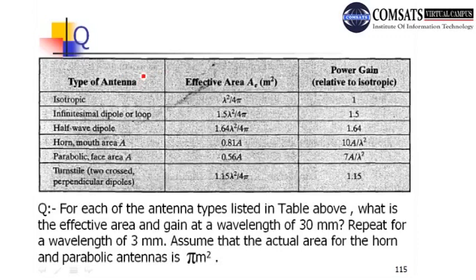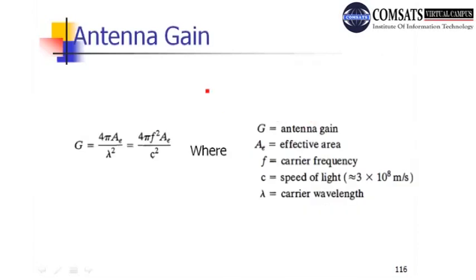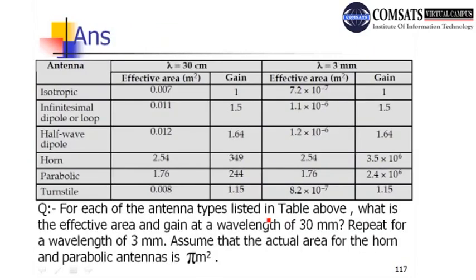So here is the type of antenna, effective area, and power gain, and remember that we are using the isotropic antenna as the reference antenna. Again we are going to use the same formula, G = 4 pi AE over lambda square, or 4 pi f square AE over c square, where G is the antenna gain, AE effective area, f frequency, c speed of light, and lambda is the carrier wavelength. By using the formula, we just have to put in the values, and we can calculate the gain.